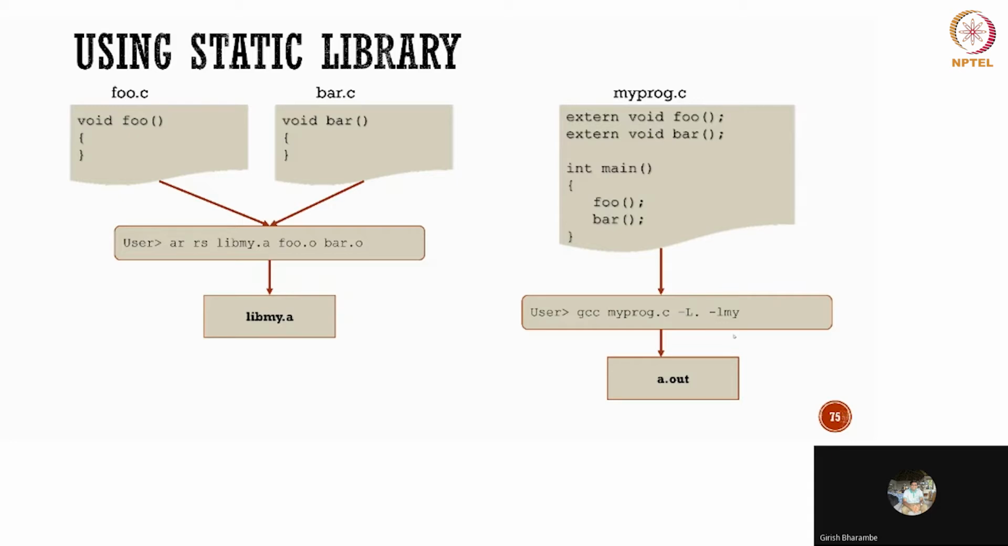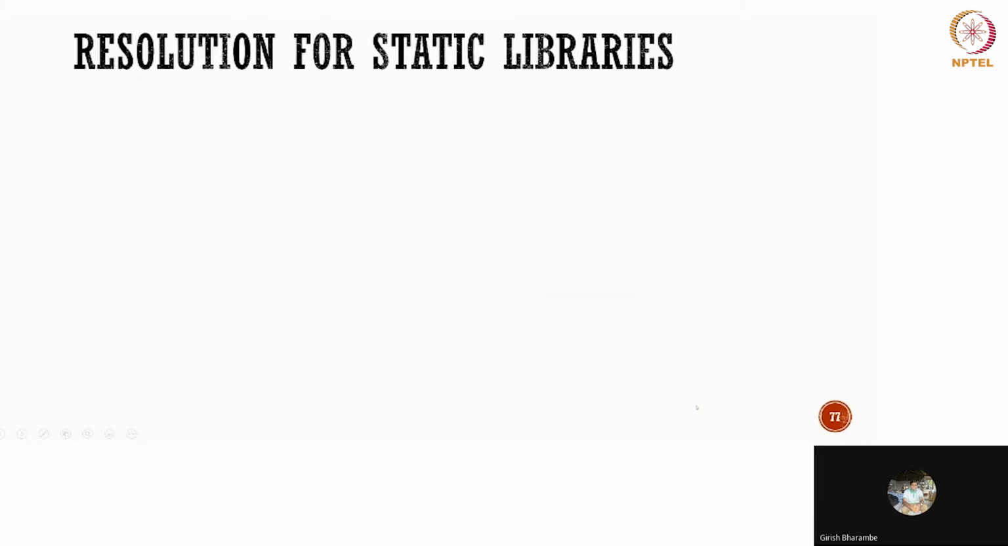Now if I slightly change my command, like I give something like gcc -L. -l my myprog.c, this would actually not work. In most linkers this would fail. The reason it fails is because the resolution of symbols in static libraries works slightly differently.